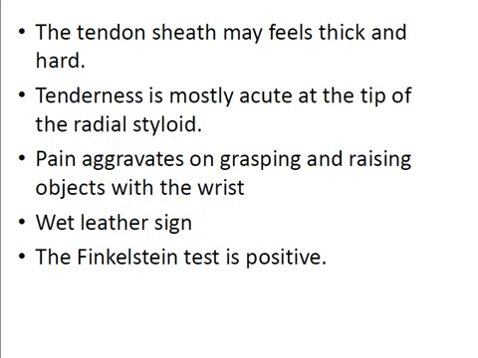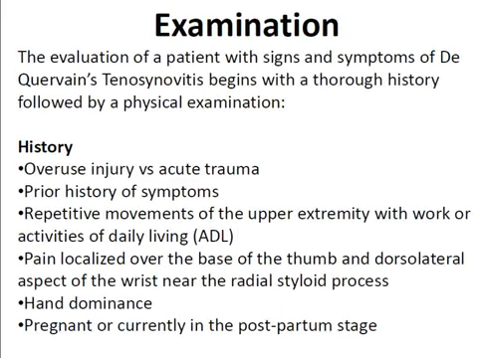While there is decreased CMC abduction of the first digit, there could be palpable thickening of the extensor sheath of the first dorsal compartment, and there could be crepitus of the tendons moving in the extensor sheath as you perform the movement. Pain aggravates on grasping, raising objects with the wrist, or a wet leather sign could be seen. Finkelstein's test is positive. It is the most important diagnostic test, which is positive and proves that the patient has de Quervain's symptoms.